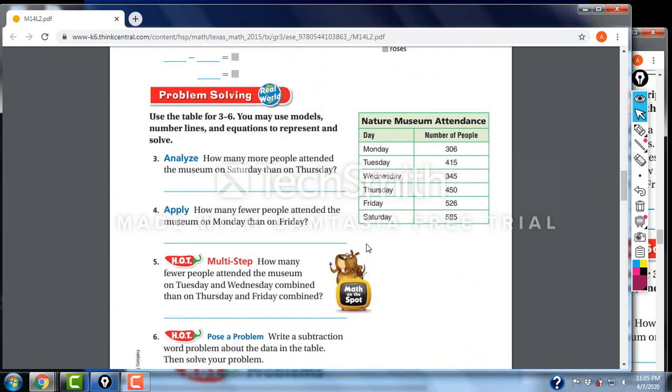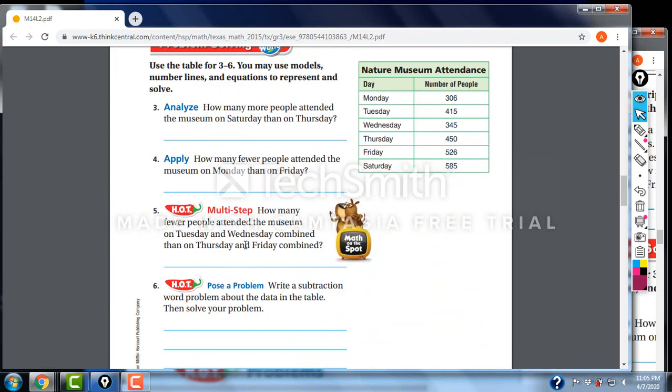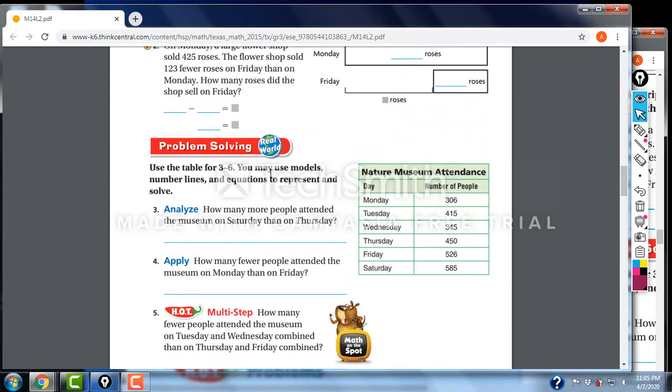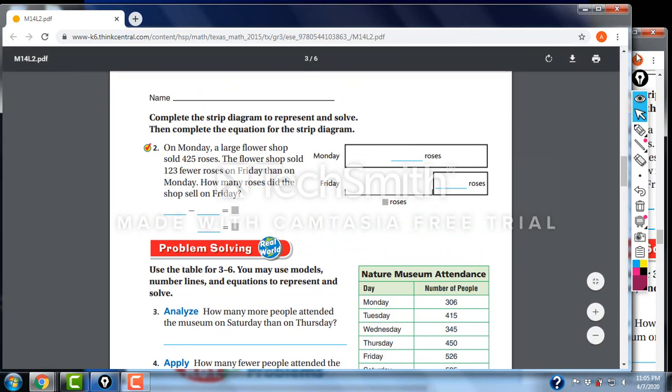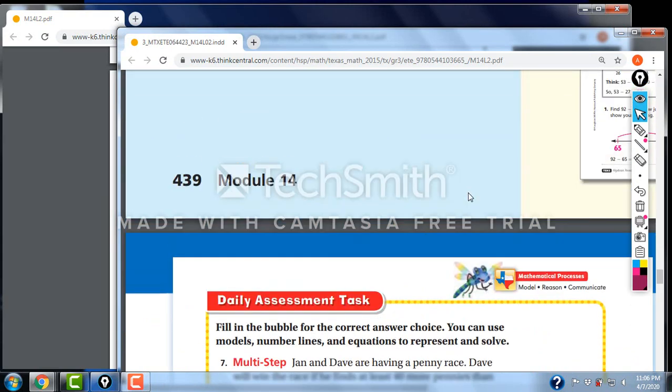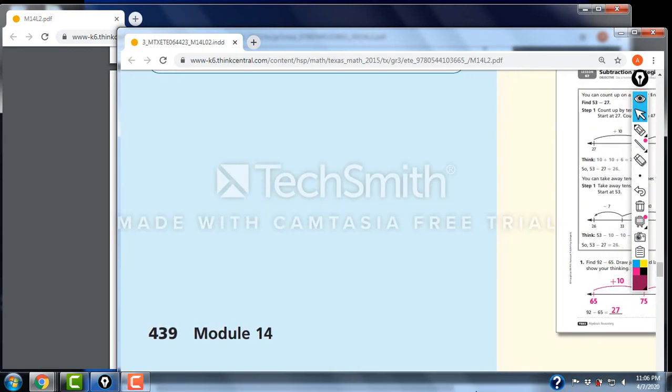So we're going to be answering questions 1 through 6 right now, but we're only going to use the table here for questions 3 to 6. And use models, number lines, and equations to represent and solve. So again, you decide. Some of the answers are going to be different. Some of the models are going to be different because you decide which one to use. So let's take a look at this real quick. I'm already taking you to your daily task assessment.